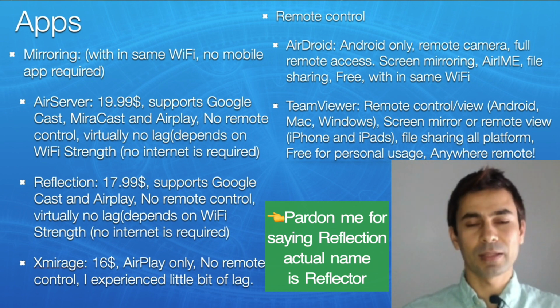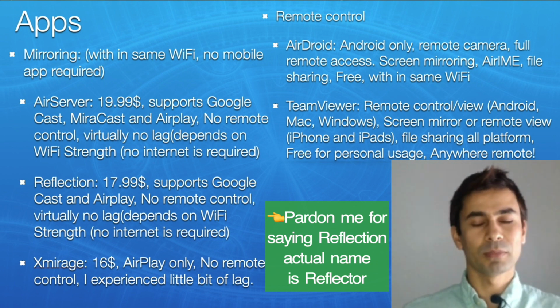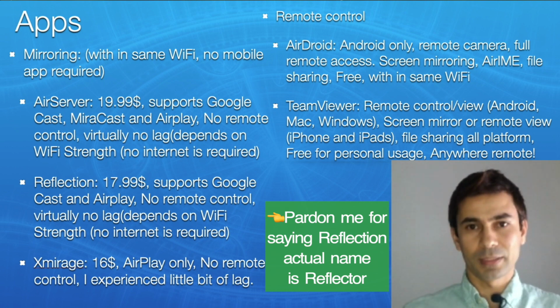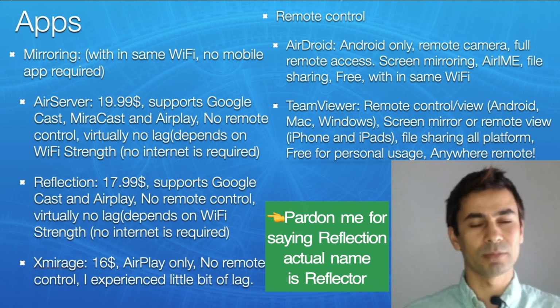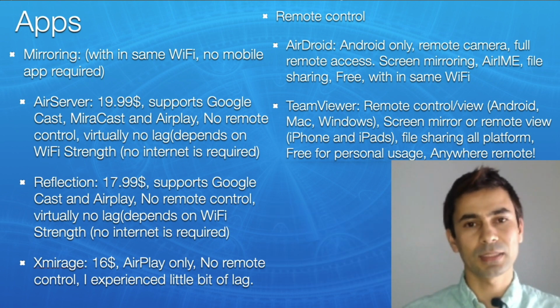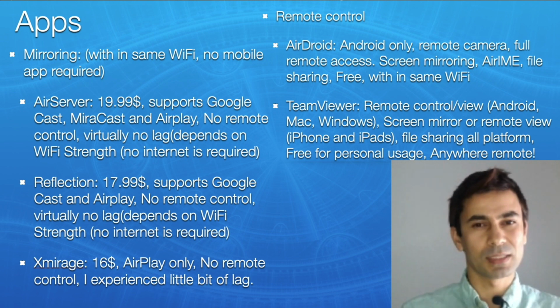Next one is Reflection. That's $17.99, $2 less than the previous one, but it supports one less provider: it doesn't support Miracast, but it supports Google Cast and Apple AirPlay. Again, there is no remote control using this one, and there is virtually no lag. It's pretty much the same as AirServer. UI-wise, layout-wise, I like Reflection over AirServer because if you connect two devices at a time on AirServer, it by default pops out into full screen and you cannot minimize. It's kind of a little bit sketchy.